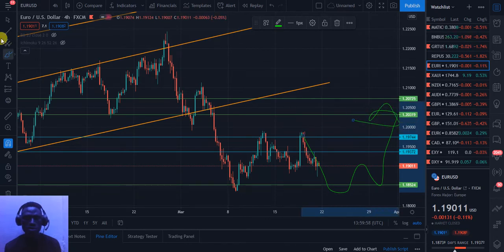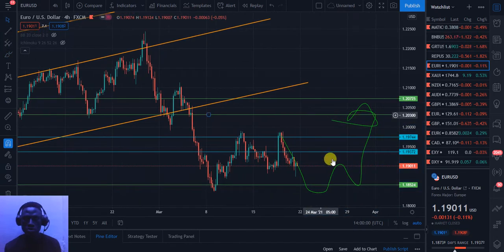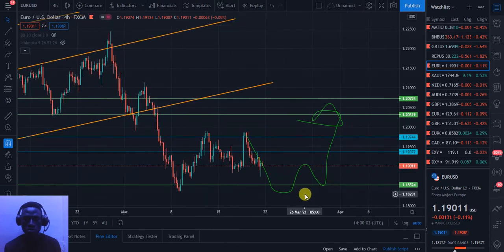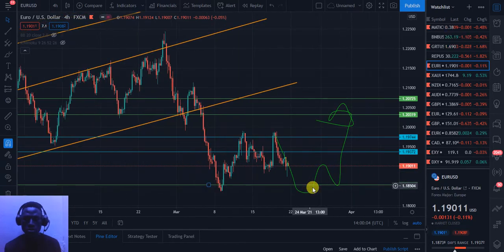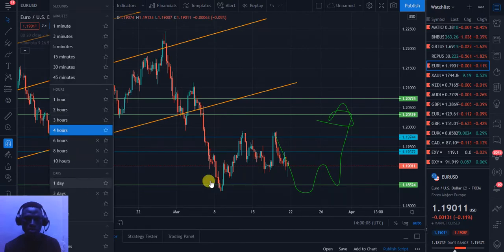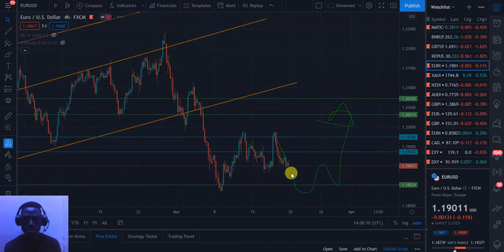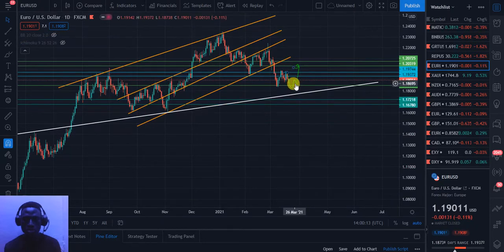But if Euro USD is unable to bounce on this level, if Euro USD breaks this particular level, that means we might be seeing Euro USD coming below this particular support level, which is around 1.18. So we might be seeing Euro USD coming back to this particular trend line and retest before moving up. So that is what I expect to happen this week.